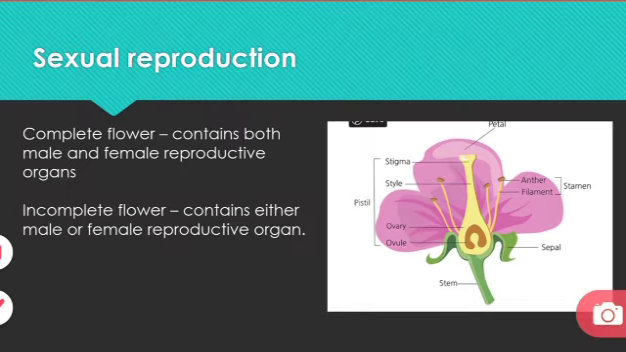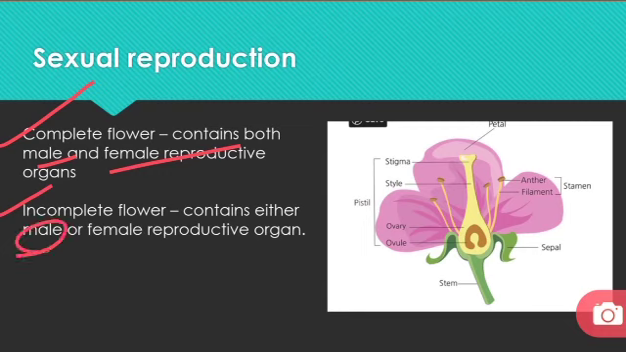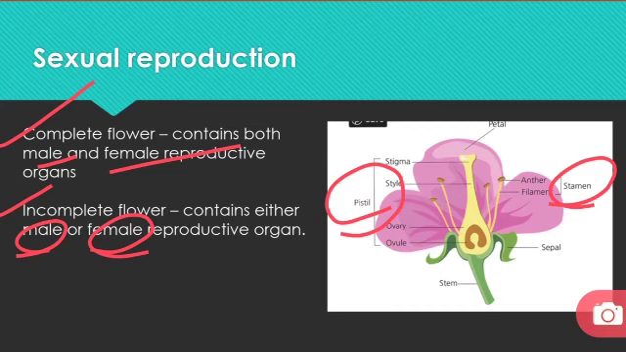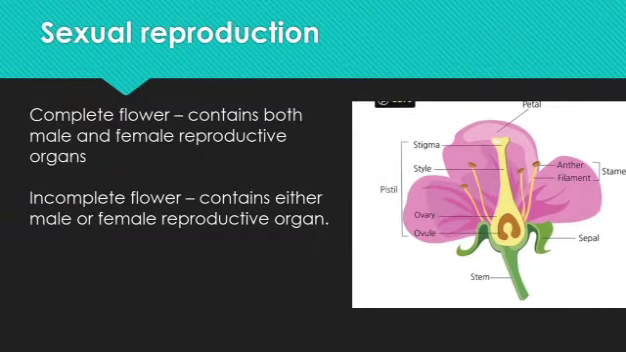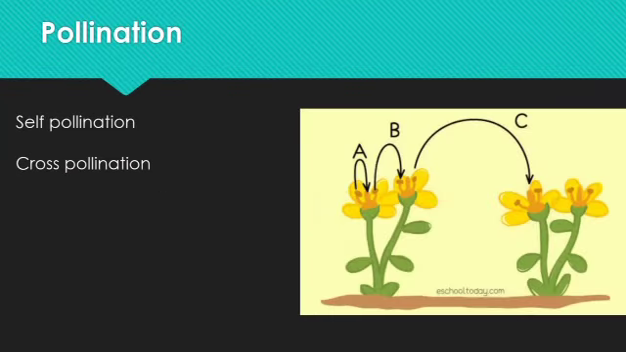So here we can see the flower can be classified into two types: complete flower, incomplete flower. Complete flower contains both male and female reproductive part. Incomplete flower will contain either male or the female reproductive part, means either the stamen will be present or the pistil will be present. Okay, so this was the introduction of the flower and the two types of flower, complete flower and incomplete flower.